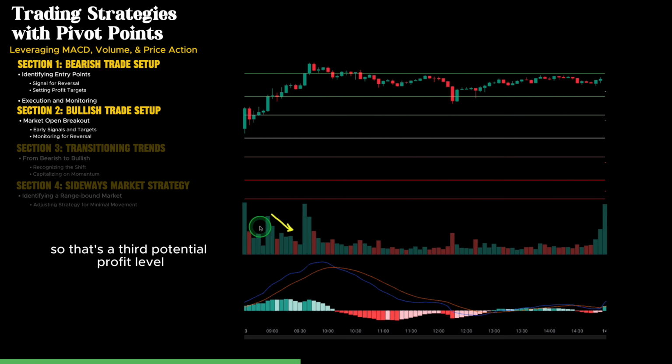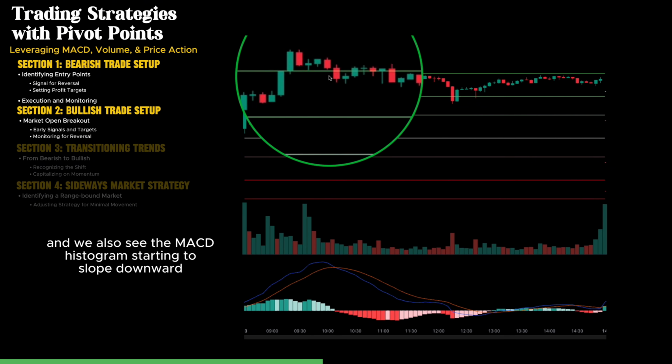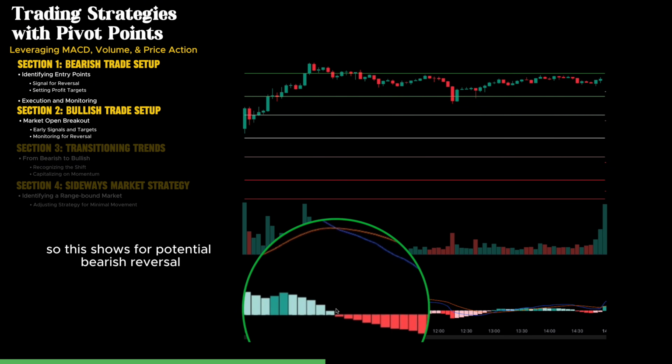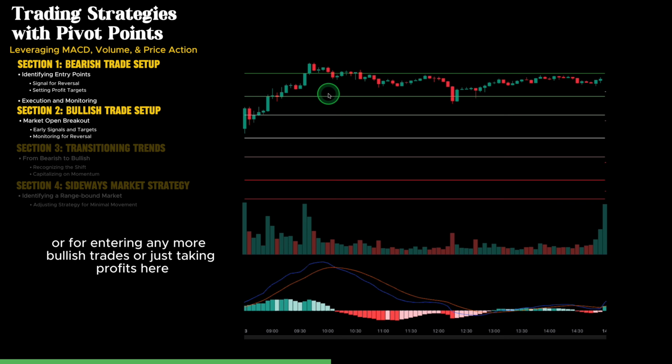So that's a third potential profit level. But we see some signs of a potential reversal starting to show. So we see that MACD crossover. The MACD line crosses below the signal line, showing that the bullish momentum is starting to get weaker. And we also see the MACD histogram starting to slope downward. So this shows a potential bearish reversal and a caution for bullish traders, or for entering any more bullish trades, or just taking profits here.